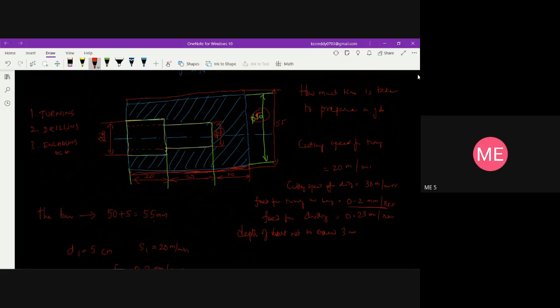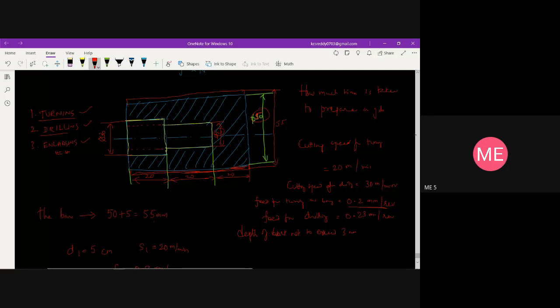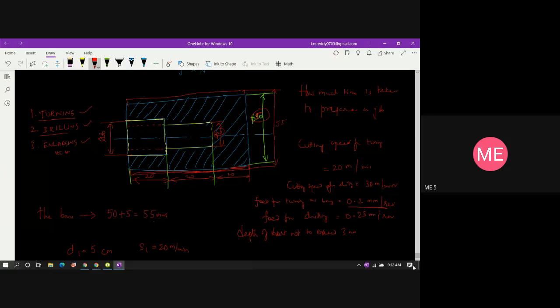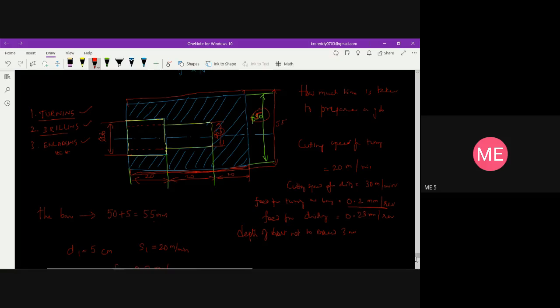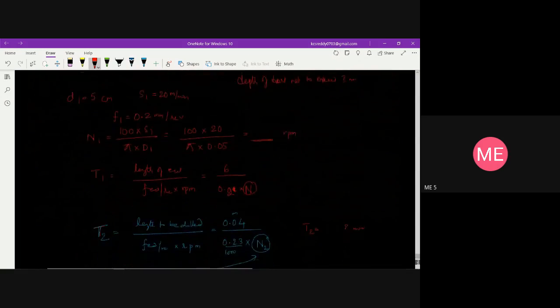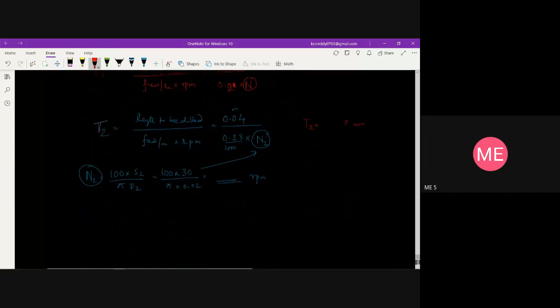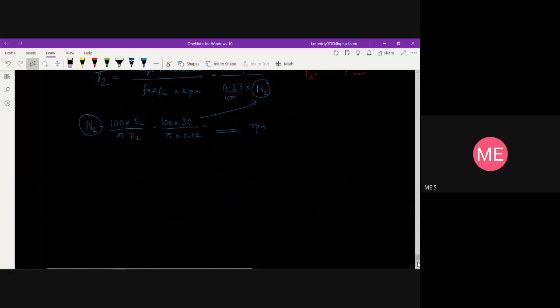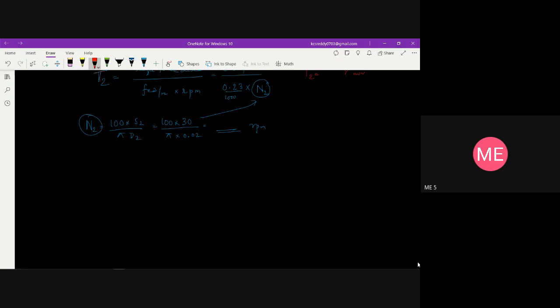Say for example, these are the 3 operations we have to carry out. Here I have already taken turning and drilling. Then the third step is this portion I have to do: enlarging the hole from 20 to 30. That we are going to do here in step 3. So these are the 3 steps. For each operation we have to calculate the machining time. Then afterwards we have to add all the 3 machining times, so that we will get the total machining time to complete the job.